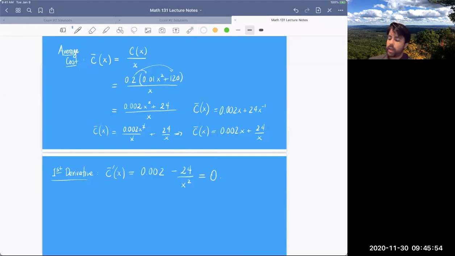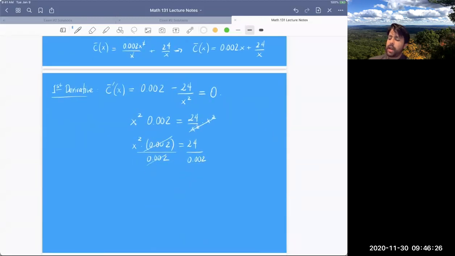So when I solve this, what do I get? I get 0.002 equals 24 over x squared. I'm trying to get x, so I multiply x squared on both sides so that I no longer have the x squared on the bottom. I get x squared times 0.002 equals 24. So I divide by 0.002, the zeros cancel, and now x squared is equal to 24 over 0.002.